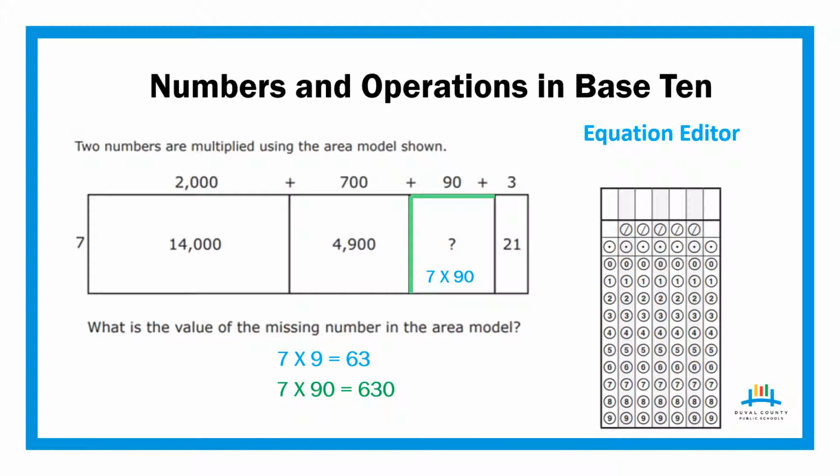This type of problem requires a gridded response, so I'm going to write my answer in the boxes at the top of the grid and fill in the corresponding bubbles. Remember to write your answer with the first digit in the left answer box or with the last digit in the right answer box. Write only 1 digit or symbol in each answer box. Do not leave a blank answer box in the middle of your answer.